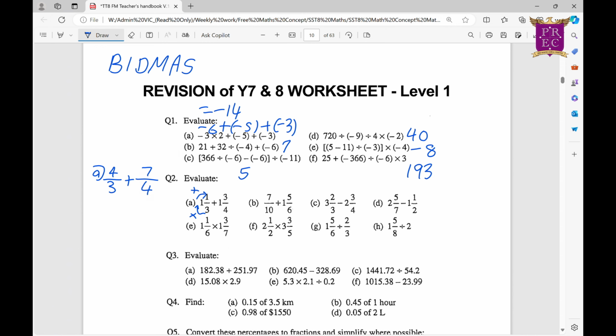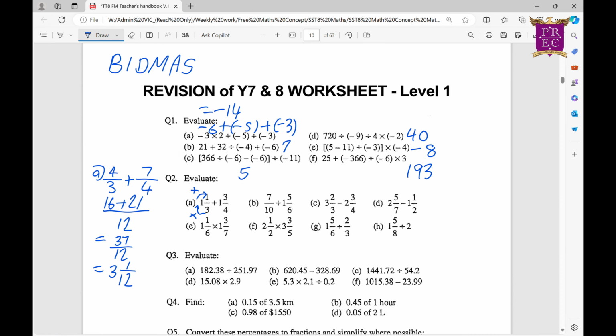Now we need to get these two fractions under a common denominator. The lowest common multiple for 3 and 4 will be 12. 3 times 4 is 12, so 4 times 4 is 16. 4 times 3 is 12, so 7 times 3 is 21. Okay, so our answer is 16 plus 21 gives us 37 on 12, and we can convert this improper fraction into a mixed fraction, which gives us 3 and 1/12. Okay, and that's the answer.